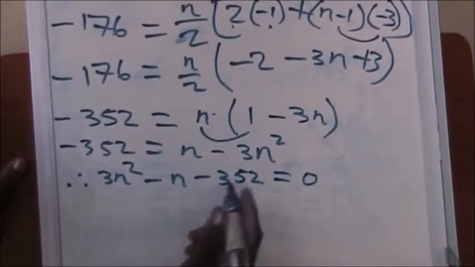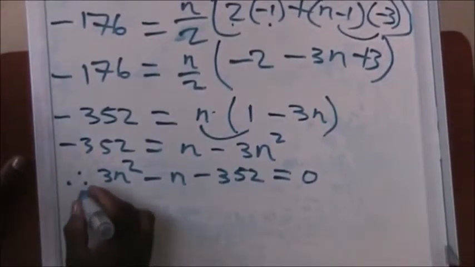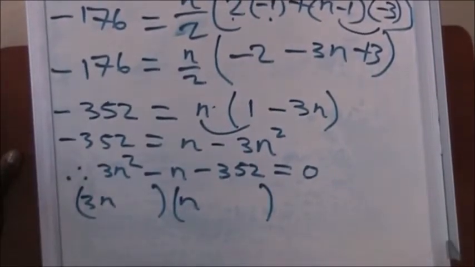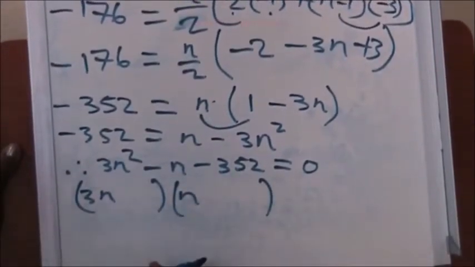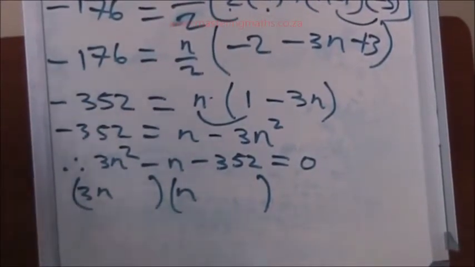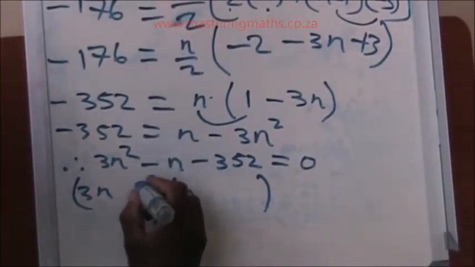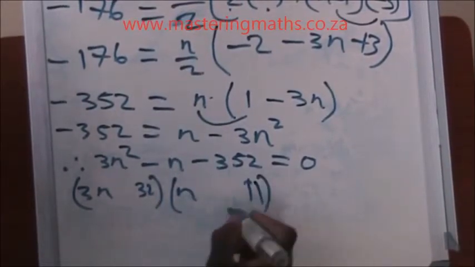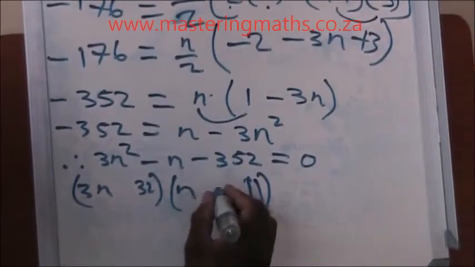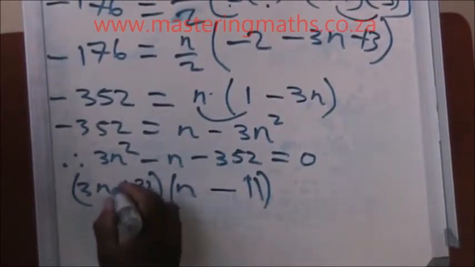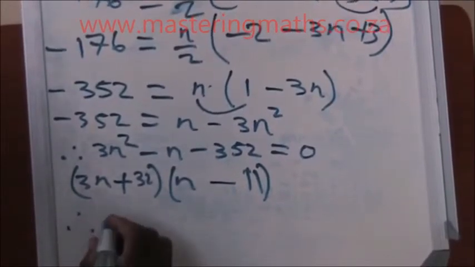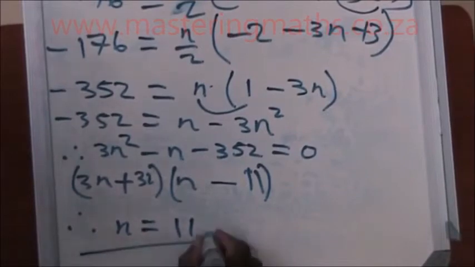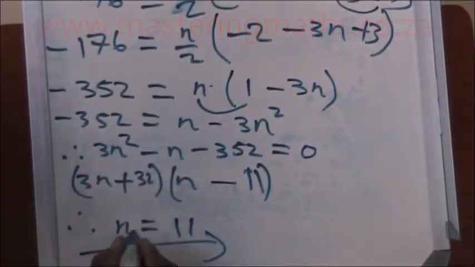So for n, we have to factorize 3n squared and n. Factors of 352 that will give us minus 1 are 32 and 11. Therefore, the bigger number takes the sign of the middle term. Therefore, n is equal to 11. n can never be a negative number. n is equal to 11.